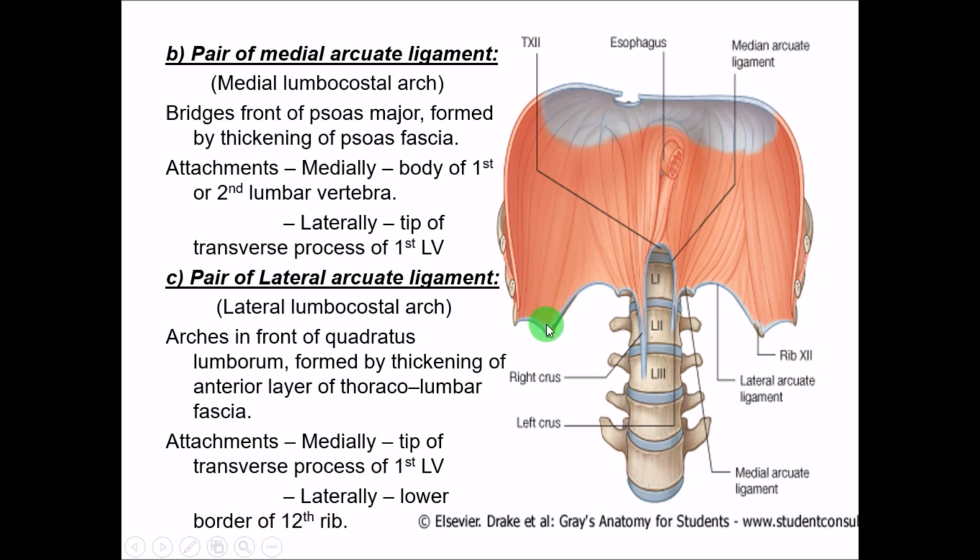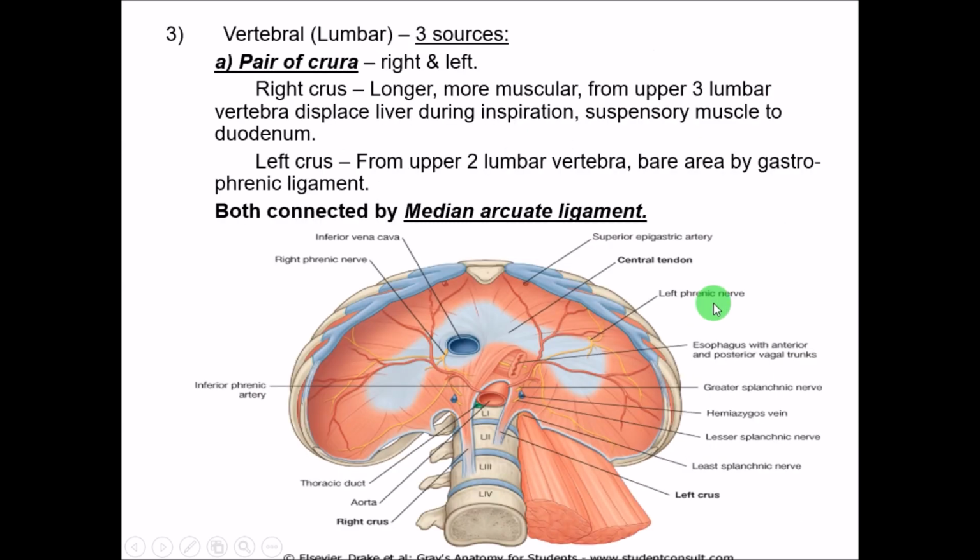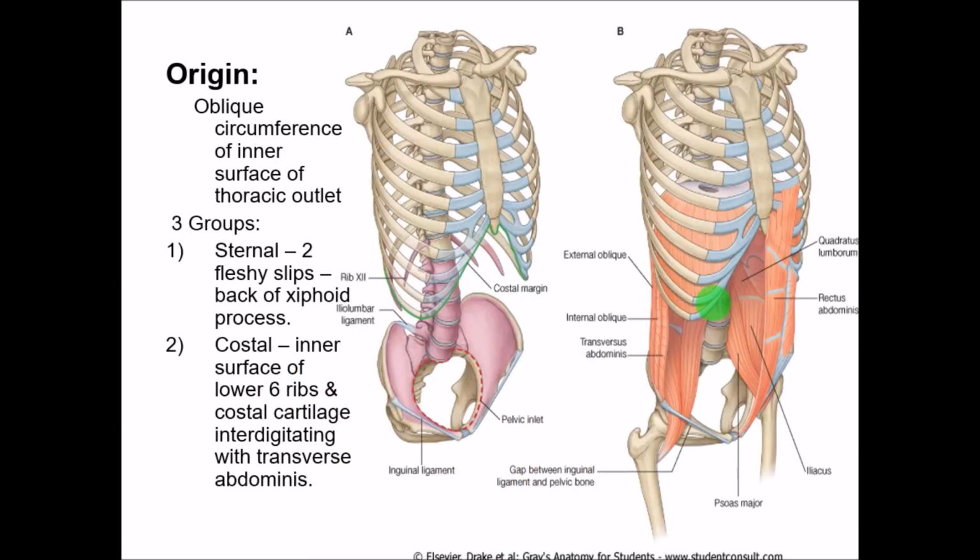This is about the median arcuate ligament, the medial arcuate ligament, as well as the lateral arcuate ligament and the structures behind them. Behind the median arcuate ligament there will be the aorta as well as the thoracic duct. Behind the medial arcuate ligament there will be psoas major, and behind the lateral arcuate ligament there will be the quadratus lumborum.